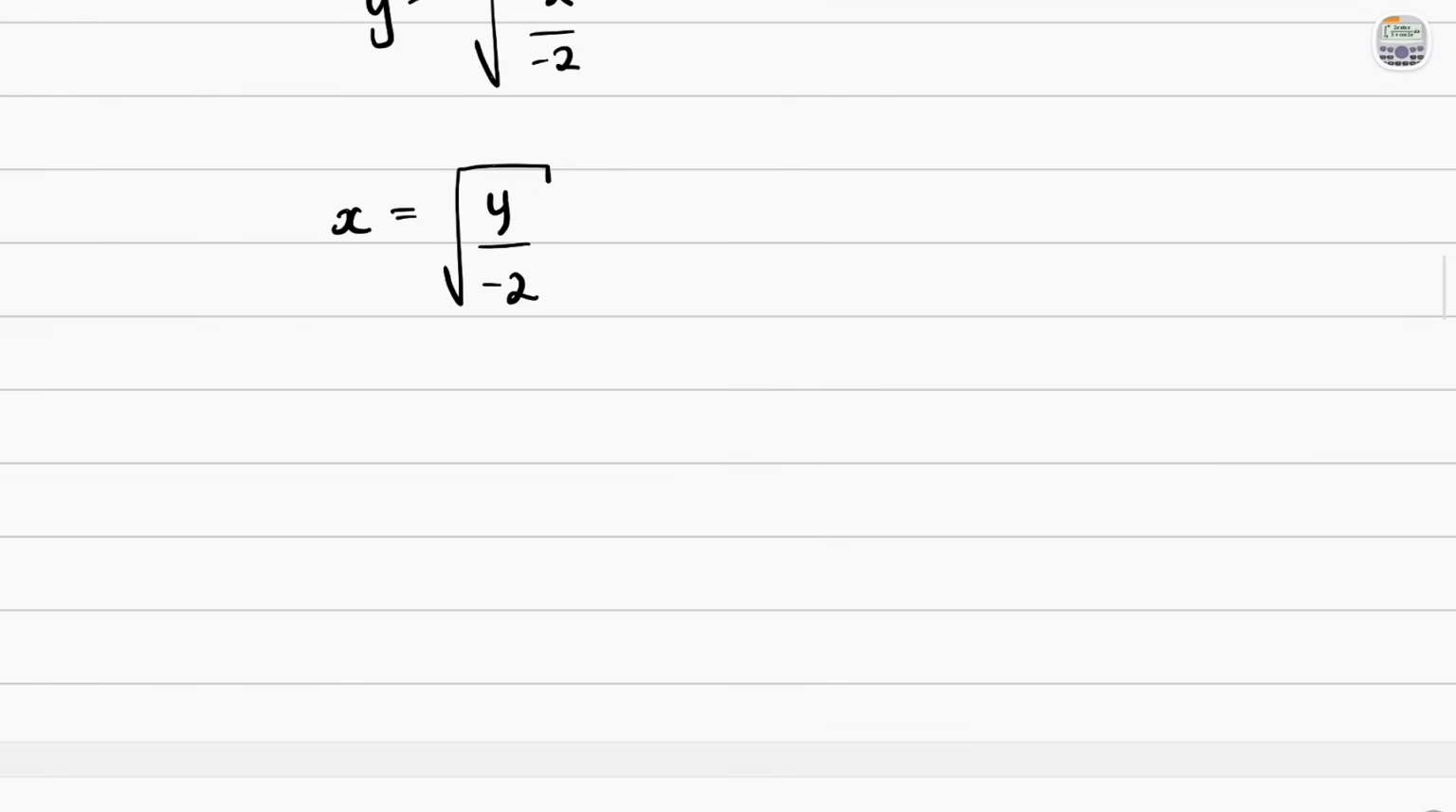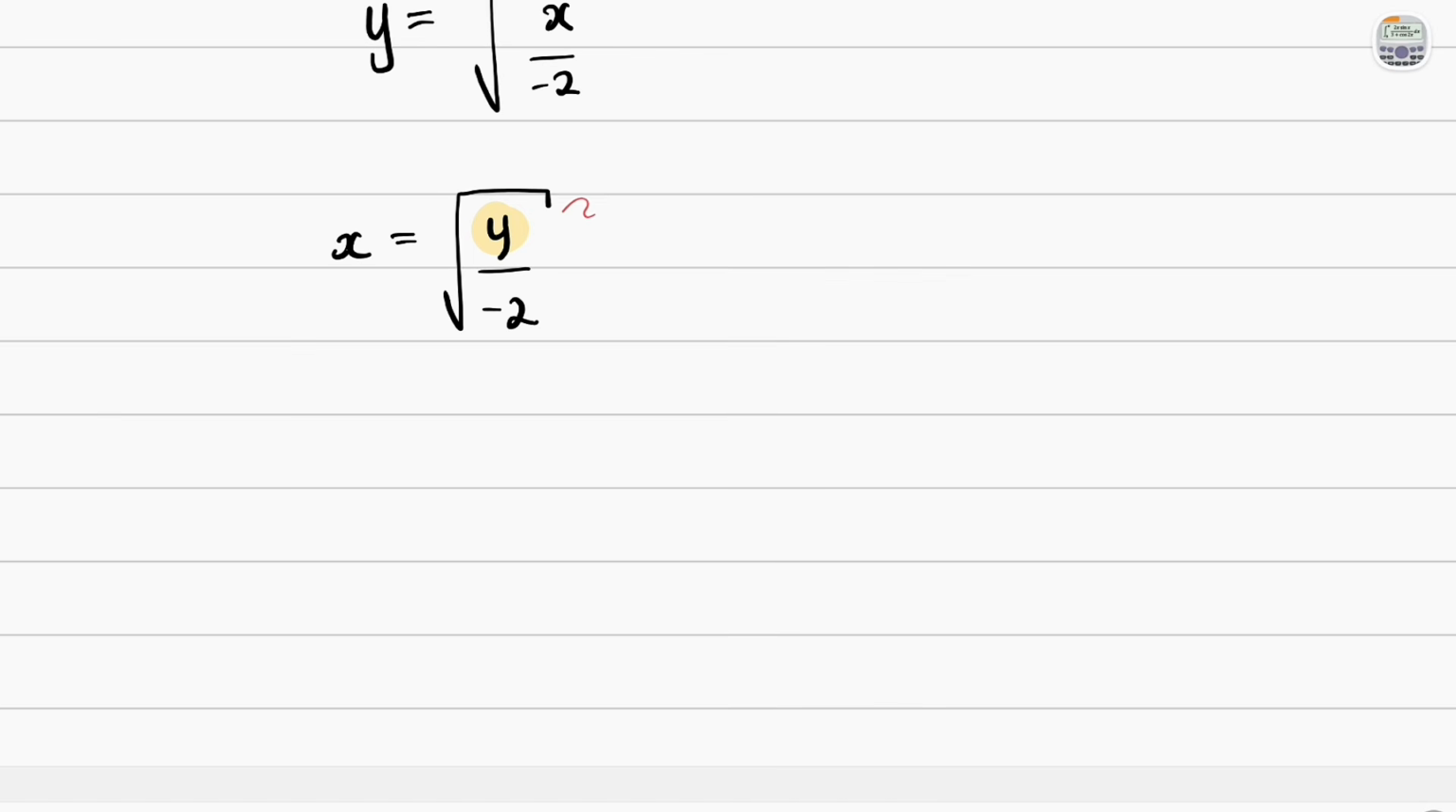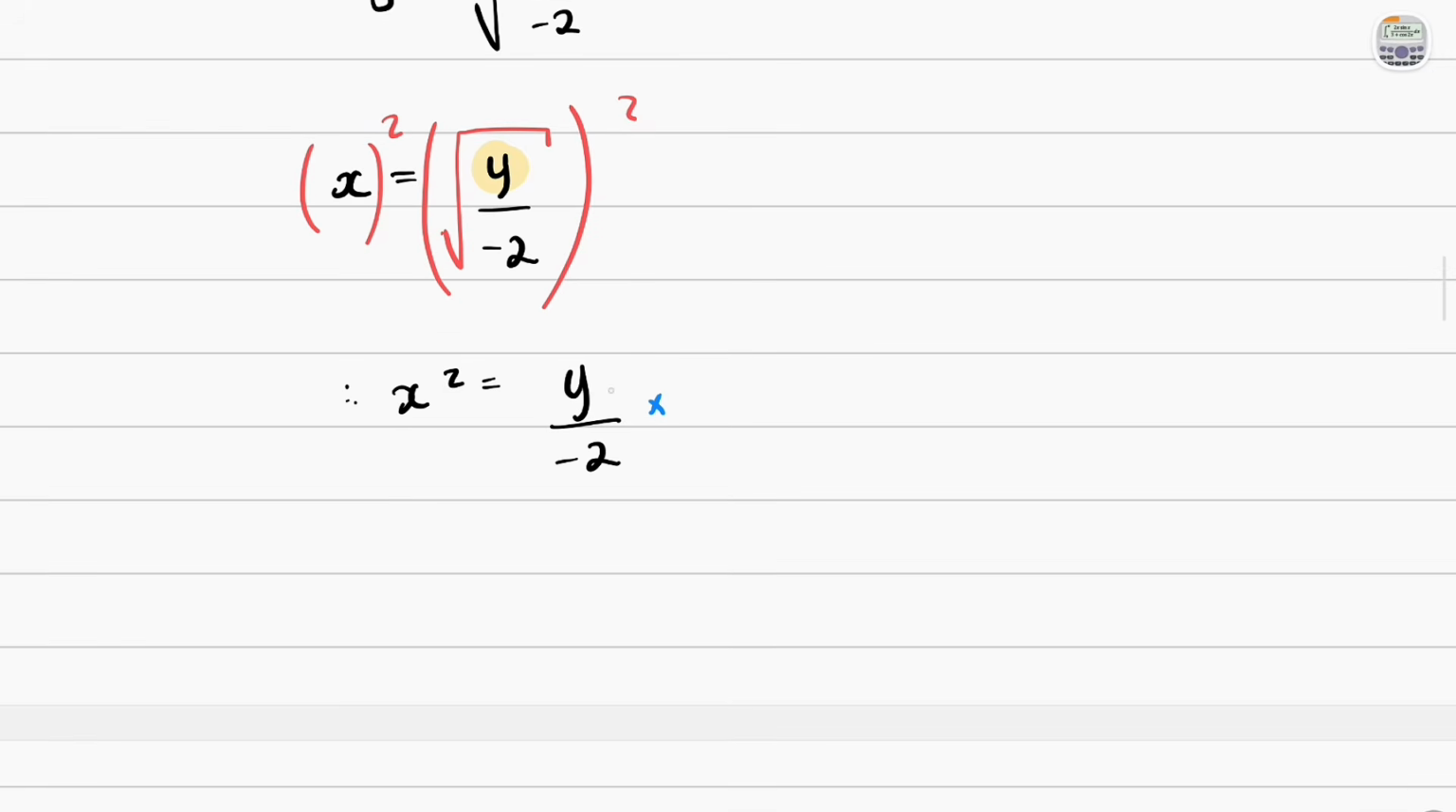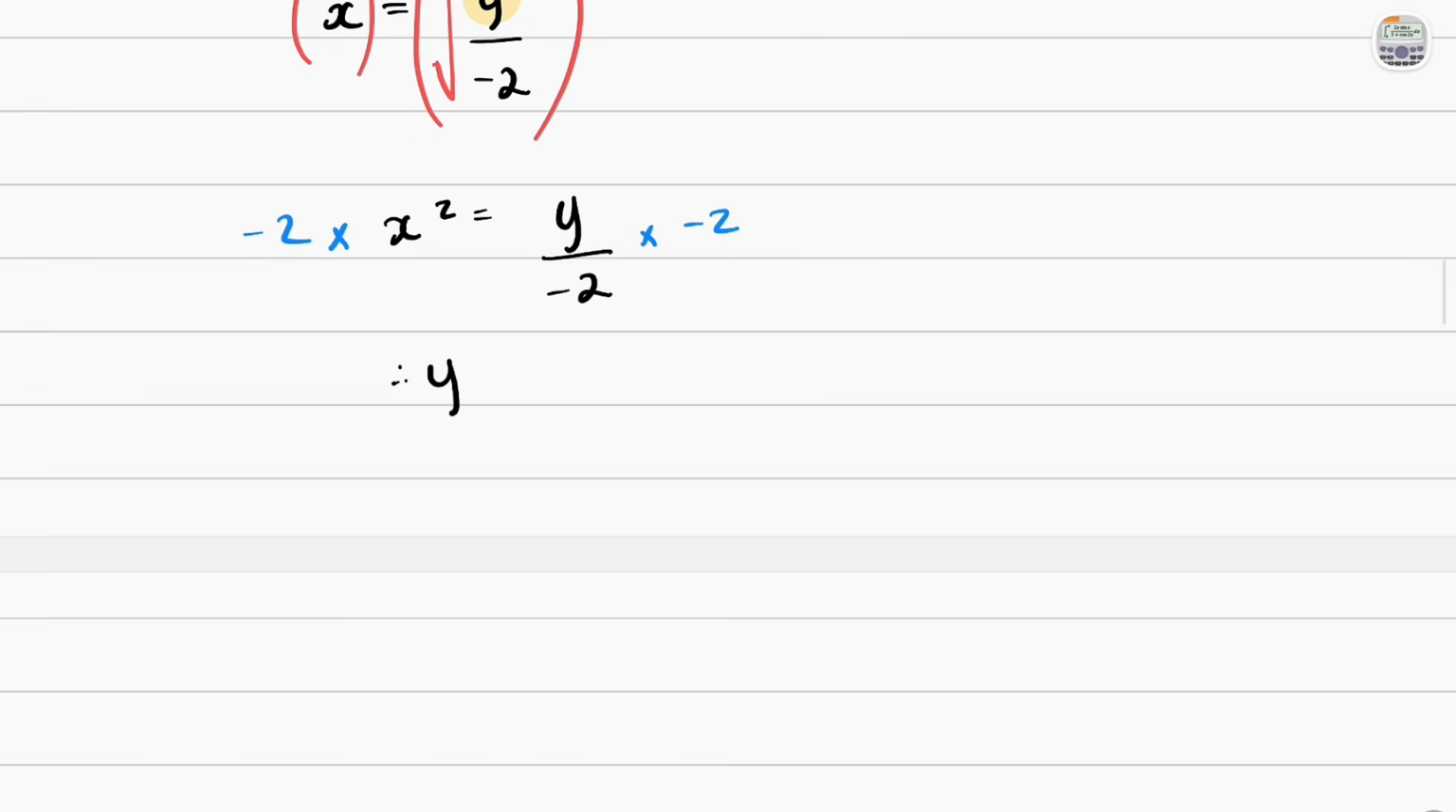Okay, so now you have to make y the subject. To get y on its own, you see that something that is stopping us right now is the square root. So we need to get rid of it, and we can do so by squaring both hand sides of the equation. So now we have x squared is equal to y over negative 2. To make y the subject, we can multiply both hand sides of the equation by negative 2, and therefore y is equal to negative 2x squared.